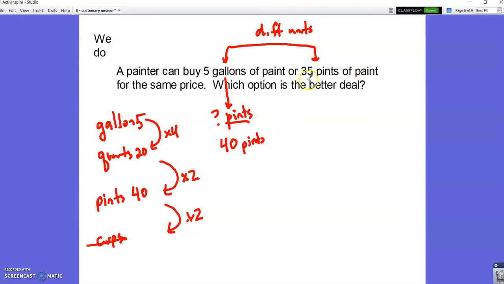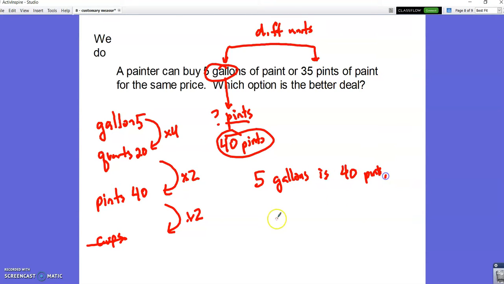Or you can buy 35 pints for the same price. Obviously, you would want to choose this. Say something like 5 gallons is 40 pints, comma, which is the better deal. And there you go. That is how you measure and convert units of capacity in our customary system that we use. Hope this made a lot of sense to you.